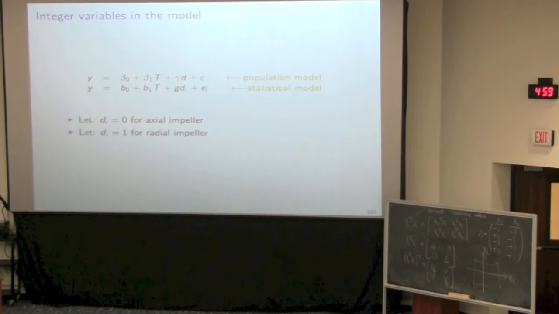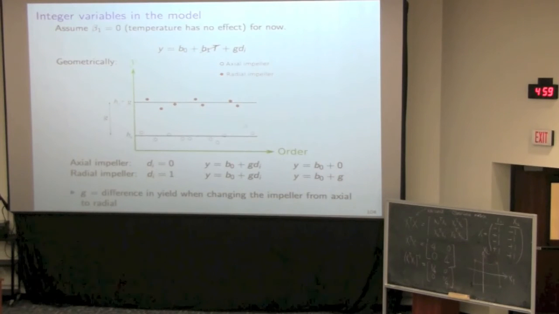it's equal to 1 if I use the radial impeller. So if I look at my model now, let's first consider that temperature has no effect. Let's just pretend that temperature has 0 effect on the model. So my model reduces down to b0 plus g times D. If I took the data from my axial impeller, remember there's a new word we're going to use: we're coding our axial impeller with D equals 0, and we're coding our radial impeller with D equals 1. Coding simply means I choose to represent my axial impeller by D equals 0, my radial impeller by D equals 1.